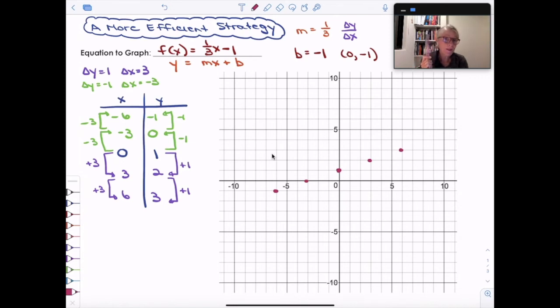Get your ruler. I mean it. Get your ruler. Put your ruler down. Remember, I can't really do it on my iPad. Get your ruler down and extend your line throughout the entire coordinate plane.